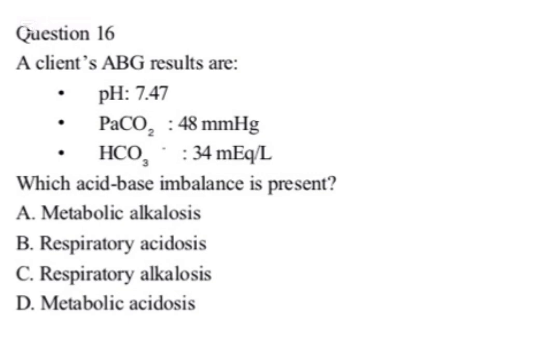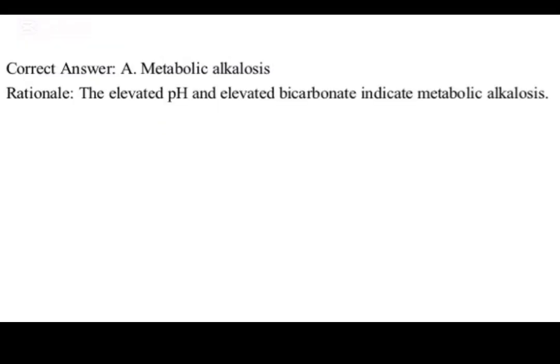Question 16. A client's ABG results are: pH, 7.47. PaCO2, 48 mm of mercury. HCO3, 34 milliequivalent/L. Which acid-base imbalance is present? A. Metabolic alkalosis. B. Respiratory acidosis. C. Respiratory alkalosis. D. Metabolic acidosis. Correct answer, A. Metabolic alkalosis. Rationale: the elevated pH and elevated bicarbonate indicate metabolic alkalosis.